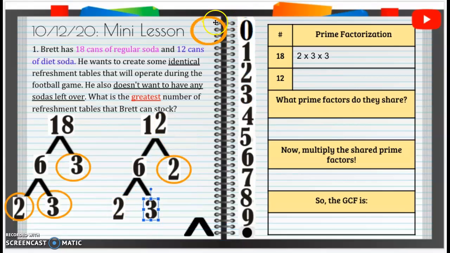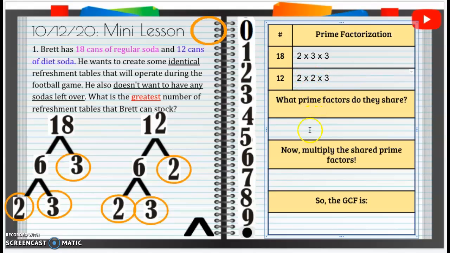Is 2 a prime number? Yes, it is. We just said it. The only 2 factors are 1 in itself. Same thing with 3. It's a prime number because the only 2 factors are 1 in itself. Now, in order from least to greatest, the circled numbers, we have a 2, we have another 2, and we have a 3. Remember, we're multiplying these.